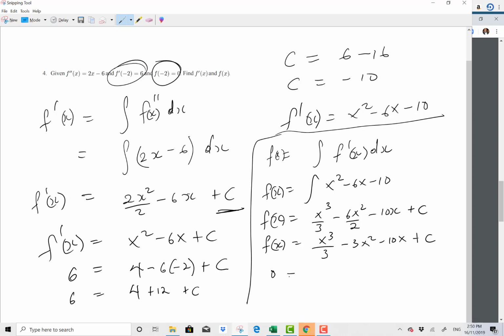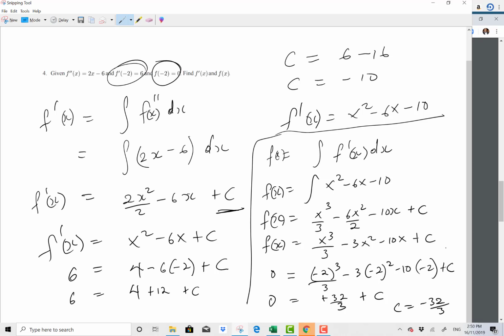So I'm going to plug in 0 equal to this, going to be negative 2 cubed divided by 3 minus 3 times negative 2 squared minus 10 times negative 2 plus c. Now I work that out. That's going to give me, double check it on your calculator, positive 32 divided by 3 plus c. And as a result, c is going to be equal to negative 32 divided by 3.